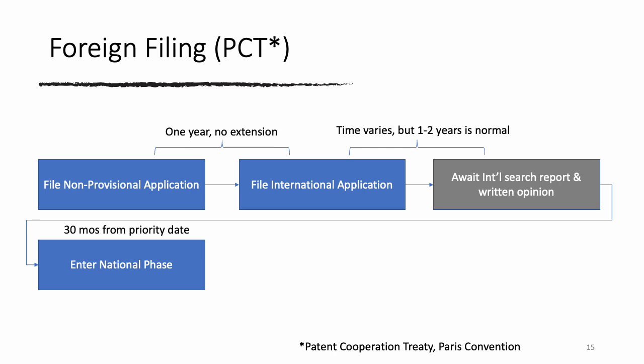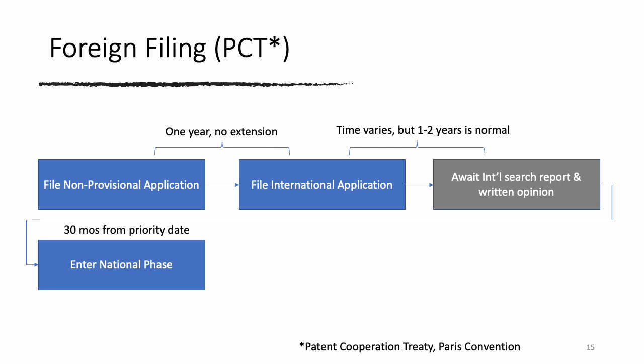Approximately 30 months from your earliest priority date, you're going to have a trigger, which is also not extendable, where you have to enter the national phase. Here you have to select what countries you want to file in. So let's say I'm in the U.S., I want to get international protection, I file a PCT application. At 30 months, I need to know where I want to file.